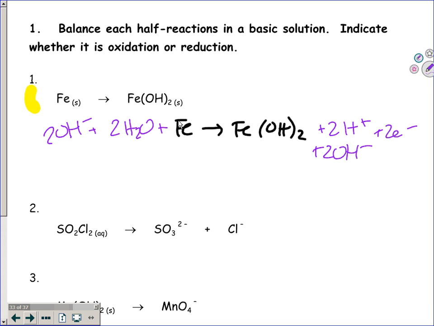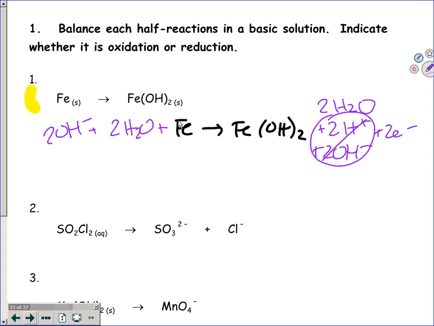So what I can do now is combine. Now that I've added my hydroxides, I can combine these 2 to make 2 waters, because H plus and OH together come in to make water. Because I cannot have any free hydrogen ion, it's not an acid anymore, it's truly in base. So that's basically gone. I've got 2 waters here. So this whole thing is 2 OHs plus 2 waters plus iron yields iron 2 hydroxide plus 2 waters plus 2 electrons.